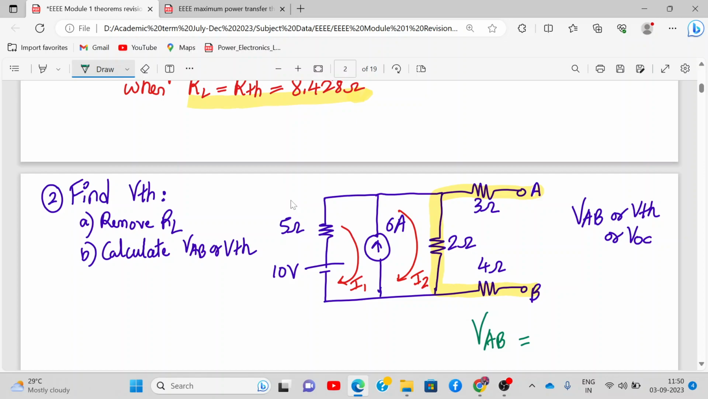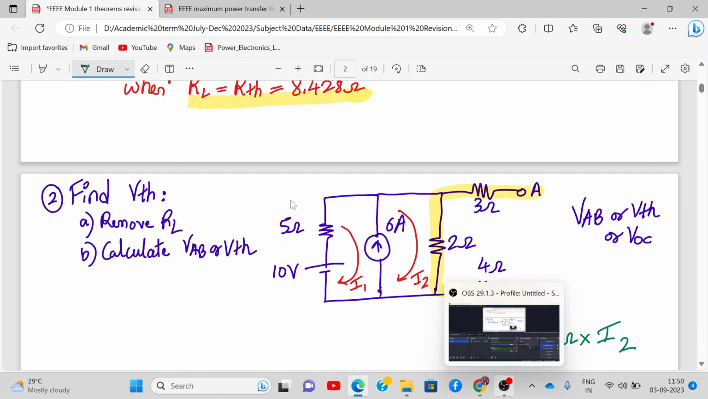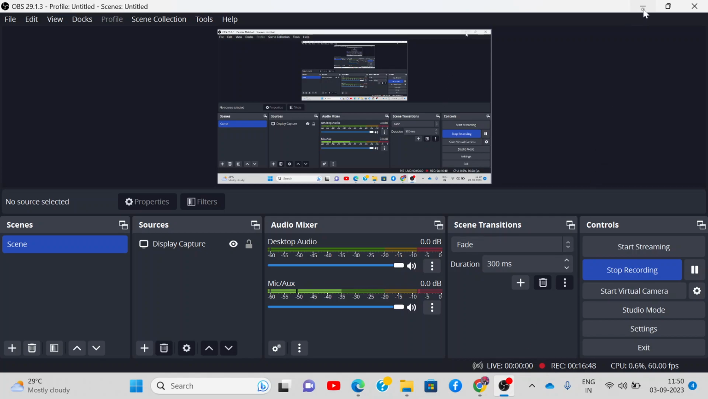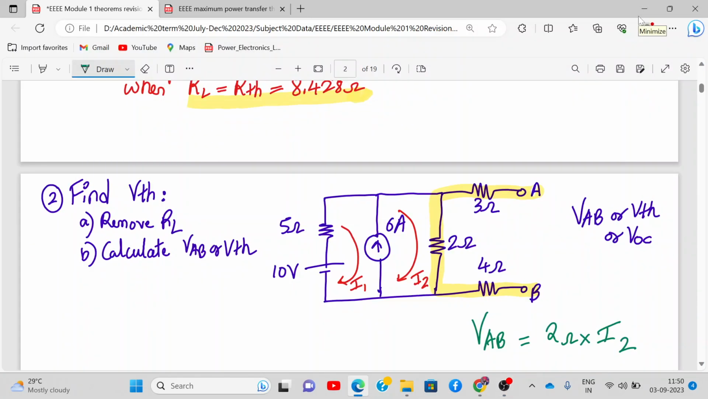So does any current flow through the 4 ohm and 3 ohm resistance? No, it's open circuit. It's zero. So no current flows through the 4 ohm and 3 ohm resistance, and we are going from B to A. And here we have marked the current as I2. So we are going against the current. So it will be 2 ohm into the current flowing through 2 ohm, that is I2. Did you get it? So VAB is 2 ohm into I2.